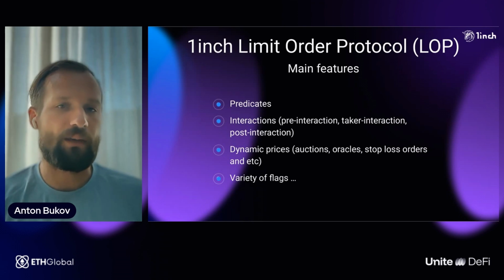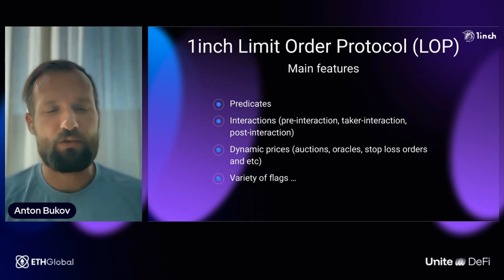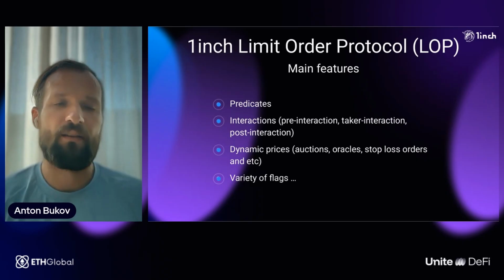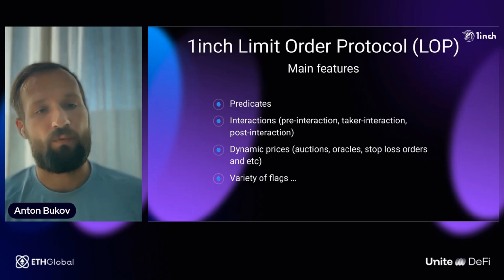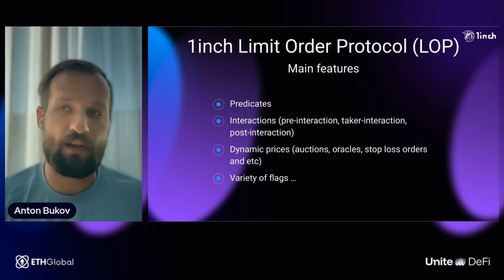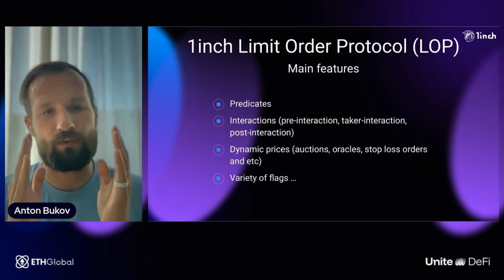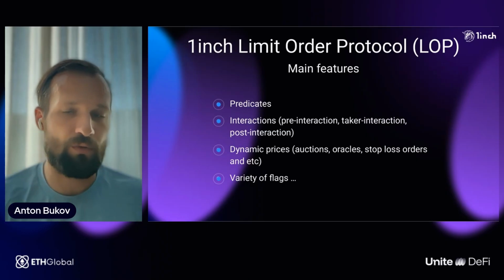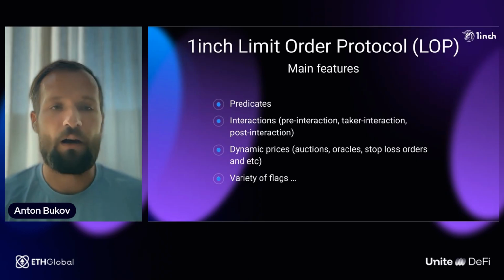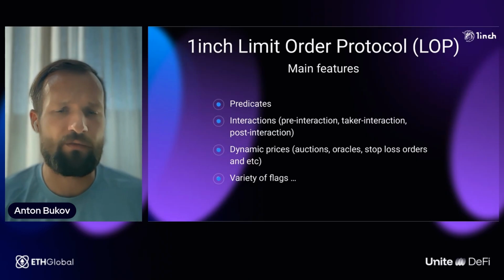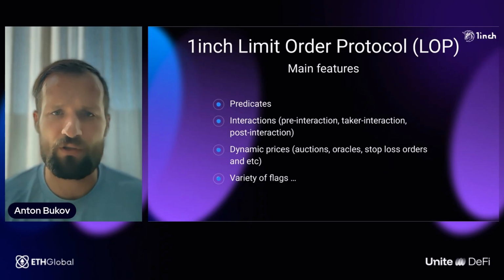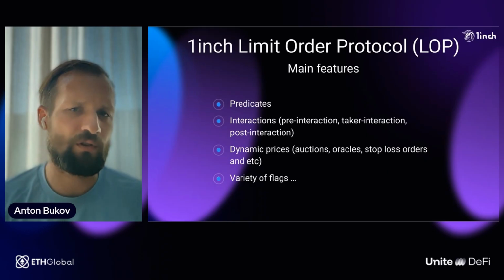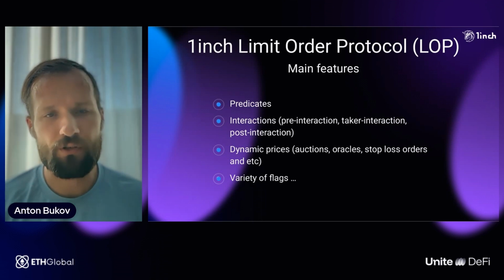And one more cool thing is dynamic prices. This is a thing which lets you write an arbitrary smart contract with arbitrary logic for forming a price. This means that a limit order doesn't only work with fixed prices, it also works with dynamic prices. And this means you can incorporate arbitrary logic there. This could be different auctions, exponential auctions, oracles, stop loss orders. You could come up with anything here.